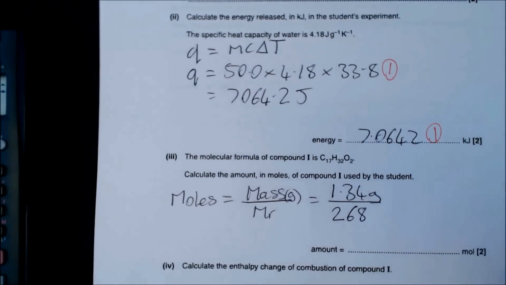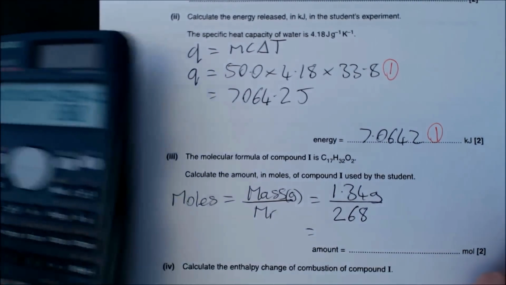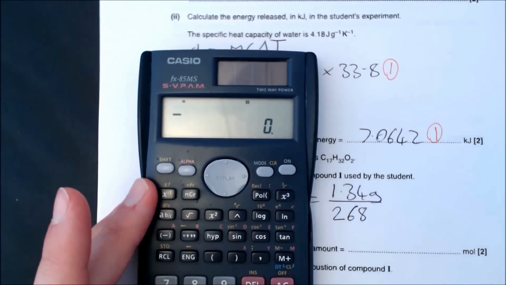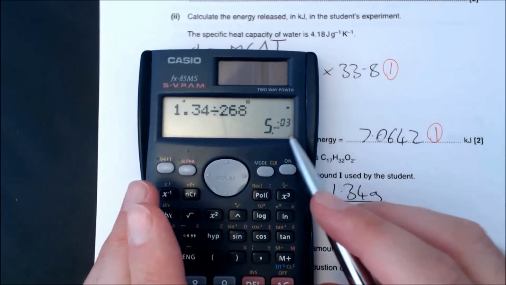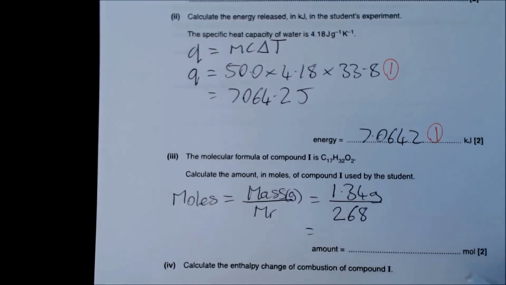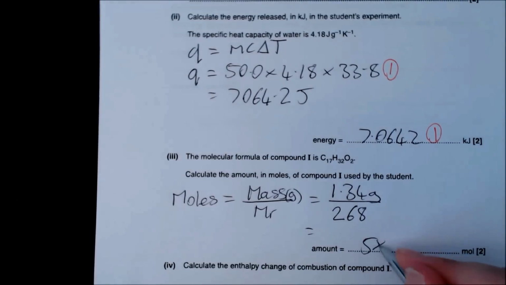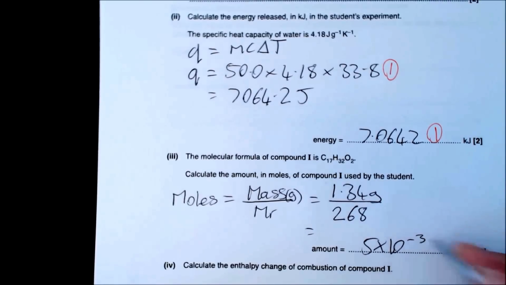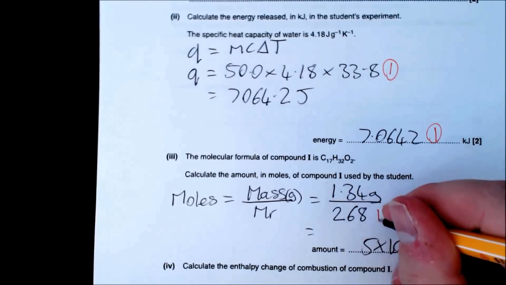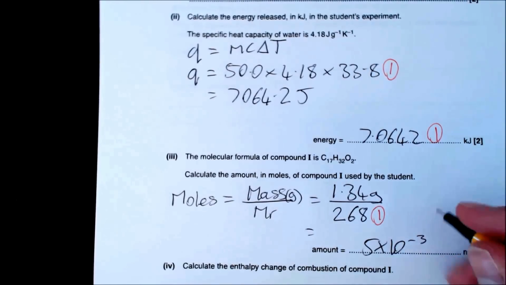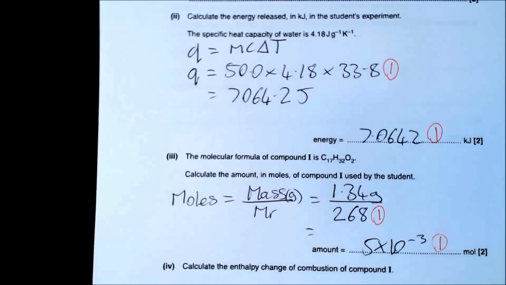There you go. And then if we put that into our calculator, 1.34 divided by 268, we should get 5 times 10 to the minus 3, as you can see on there. Okay, so 5 times 10 to the minus 3 moles. All right, and so the number of marks that's available here, you get 1 mark for actually working out the Mr of your molecule, which is 268, and you get 1 mark for actually calculating your moles as well. So there's your 2 marks.